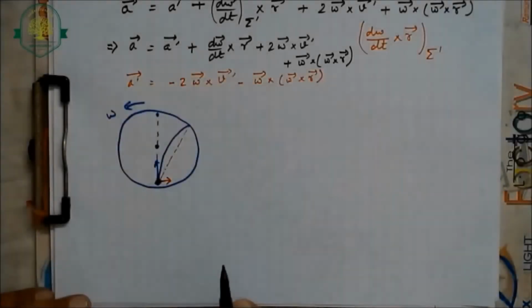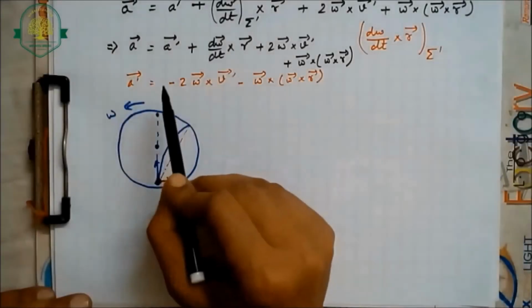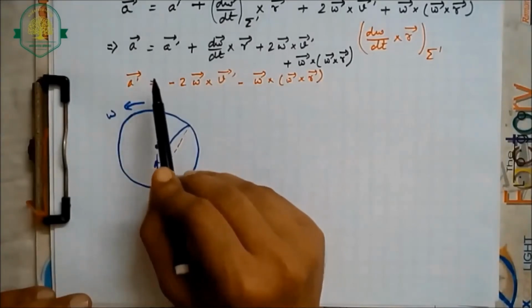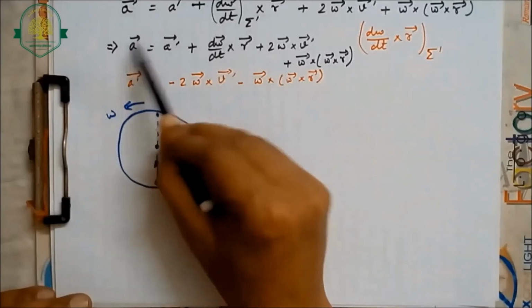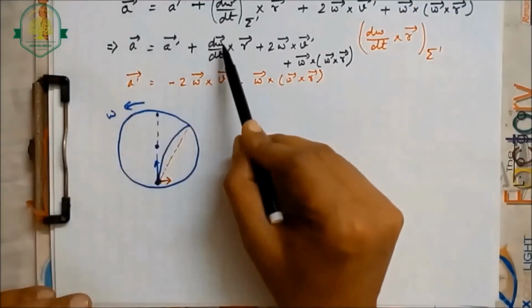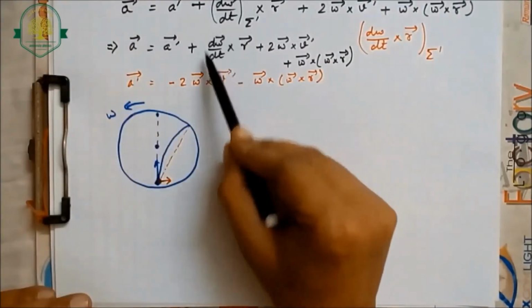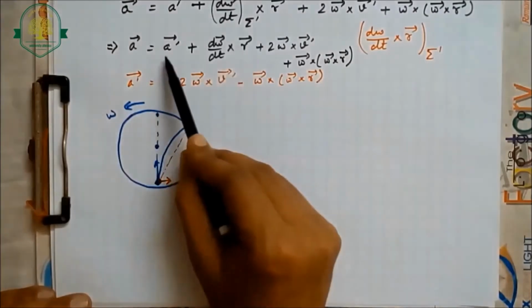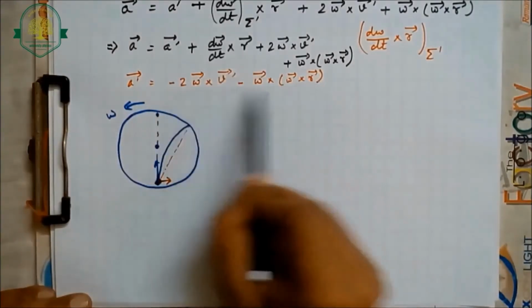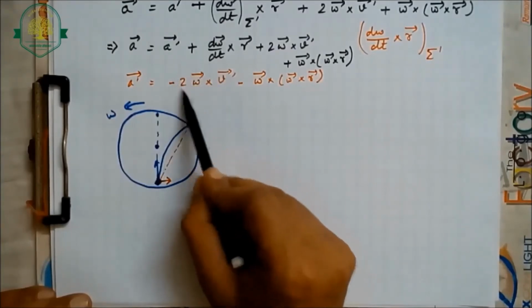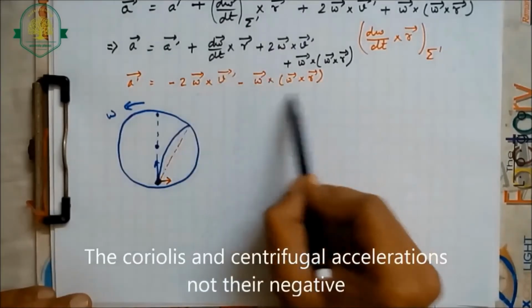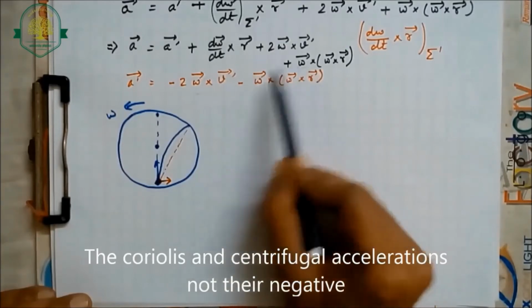Now consider a specific example in which a particle is moving with constant velocity with respect to the ground. In such a situation, a vector will become 0, and if omega is constant, this term will go to 0, and we can say that a prime equals this. This is the negative of the Coriolis acceleration, and this is the negative of the centrifugal acceleration.